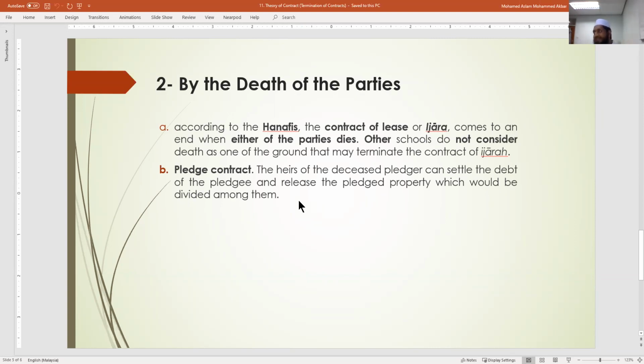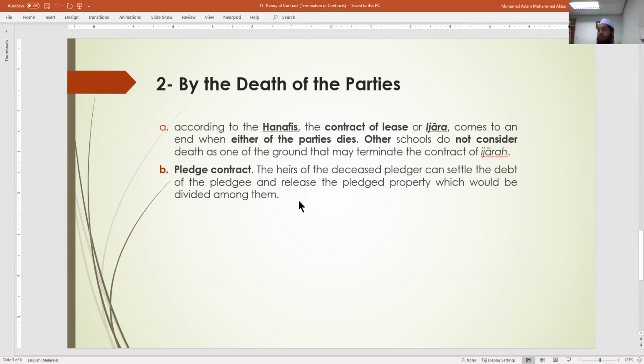The second one is, as I told you earlier, quite simple: if one of the parties, whether seller or buyer, is no more, then the concluded contract will become cancelled. But here there are some considerations. According to the Hanafis, the contract of lease or ijara comes to an end when either of the parties dies. Other schools do not consider death as one of the grounds that may terminate the contract of ijara.